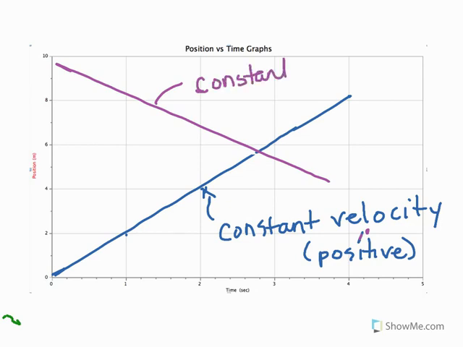So from our position-time graphs, there's all kinds of information we can get. As soon as you see that it's a diagonal line, you can determine that the object's moving at a constant velocity. The slope, whether it's positive or negative, is going to tell you the direction that the object is moving. And the steepness of the lines will tell us how fast or slow it's going. The more steep, the faster the object is going.